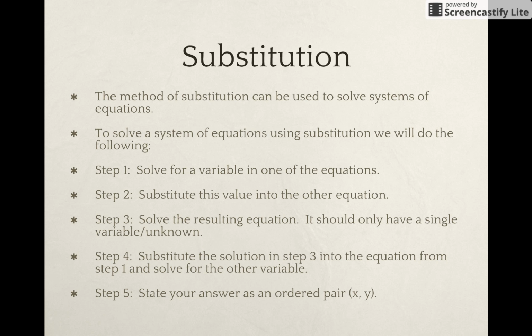The steps here are as follows. First, we'll isolate a variable in one of the equations. Second step, we will substitute that value into the other equation in our system. Third, we'll solve the resulting equation. After step 2, we should have an equation that only has one variable. Once we solve that equation, we now have one of the two values of our variable, so we'll substitute that solution into our step 1 equation where we isolated a variable, and that'll allow us to solve for the second variable. Finally, we'll state our answer as an ordered pair.